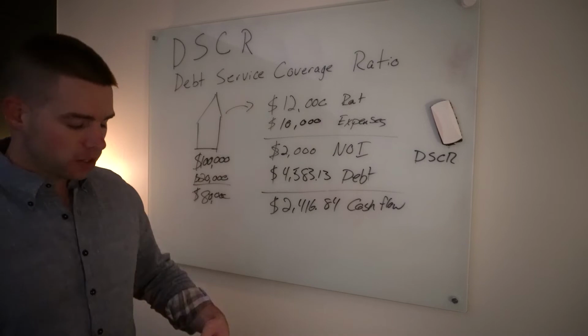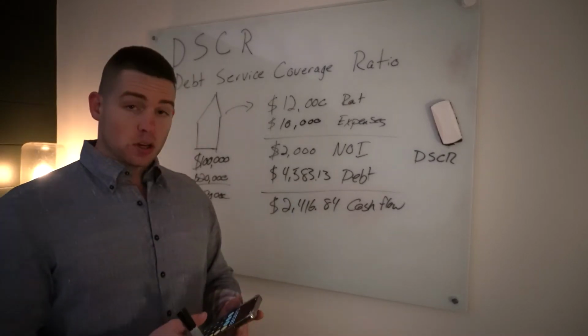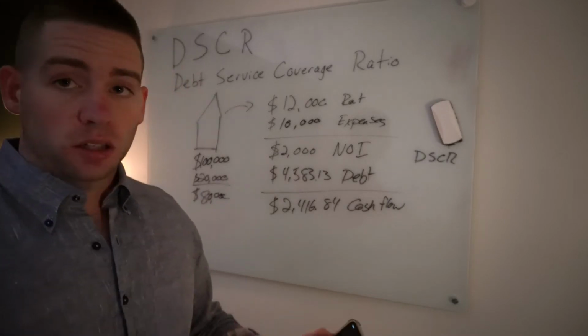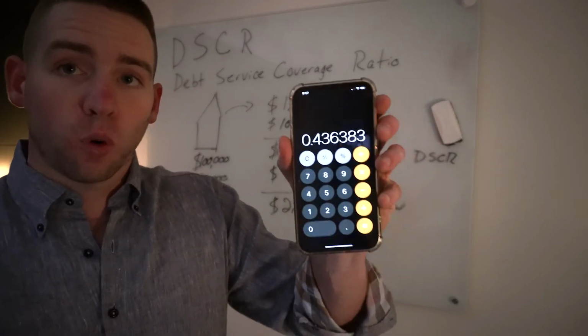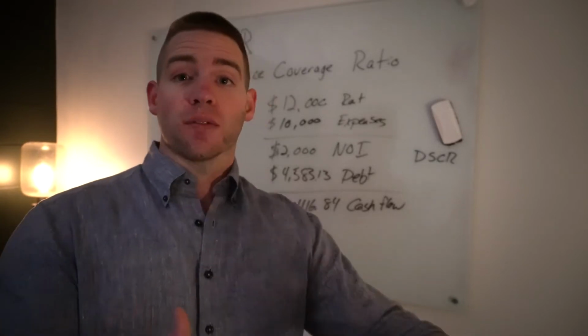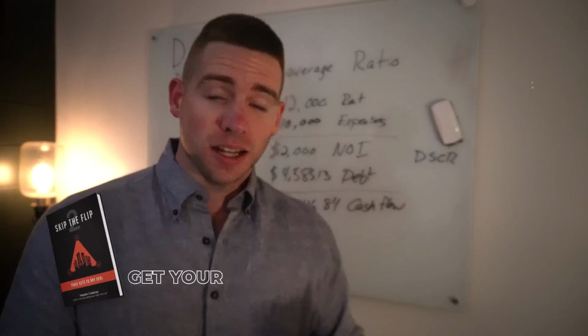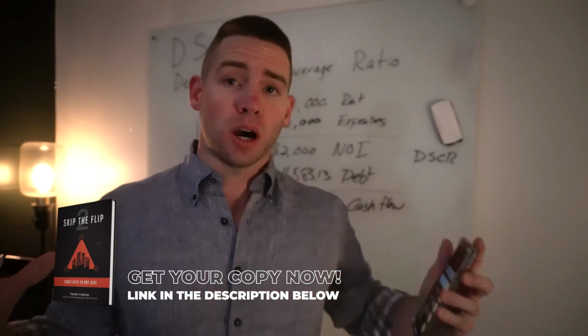I want you guys to do this math with me. I like y'all doing math with me. You learn better that way. So do this math. What I get whenever I do this calculation is a 0.43 debt service coverage ratio. That's really bad. That means for every single dollar of debt payments I have, I'm only going to have 43 cents coming in, which means where am I going to get that other money from?